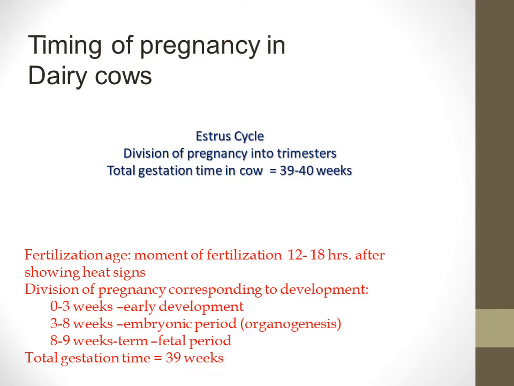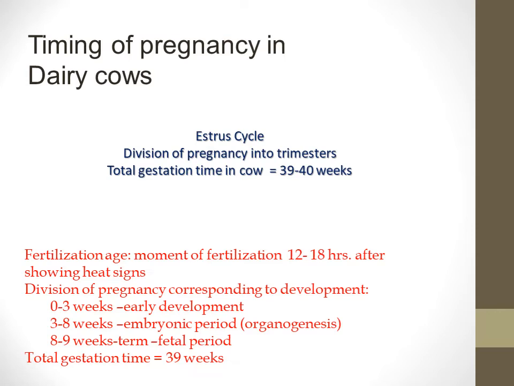We usually divide the pregnancy into 3 trimesters: the first trimester, the second trimester, and the third trimester. In dairy cows, the gestation time is usually 39 to 40 weeks. This is very important information. I realized that I have one slide about this essential information during this lecture on fertilization.